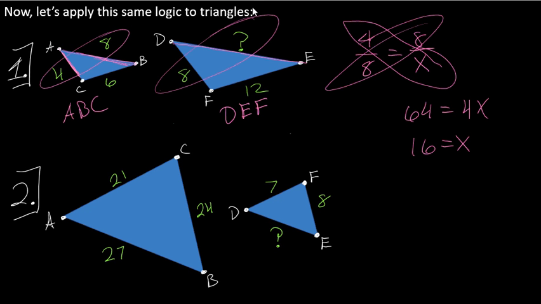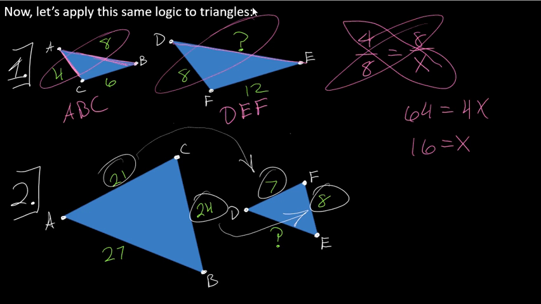We can think of it as a proportion, or we can think of it as a dilation. Okay, so let's look at the 21, the 24, the 7, and the 8. Well, how are we going from 21 to 7? And how are we going from 24 to 8? Well, we multiplied by a scalar of 1/3, didn't we? 21 times 1/3 gives you 7. 24 times 1/3 gives you the 8.